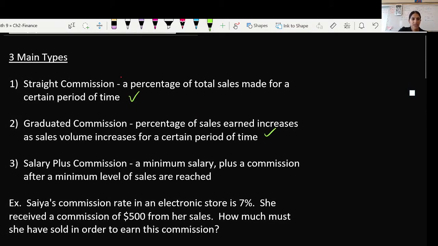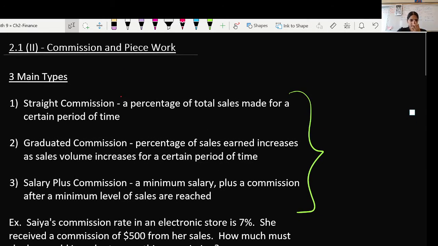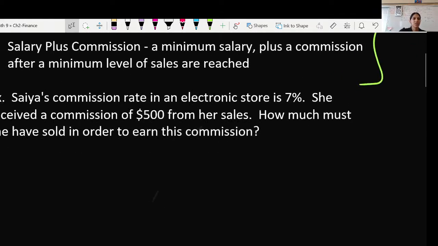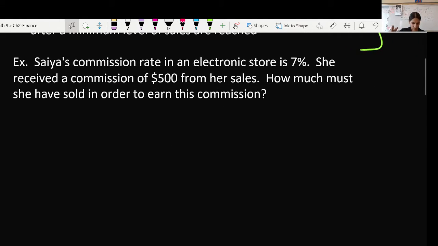And number three is salary plus commission. That's a minimum salary plus a commission after a minimum level of sales are reached. So these are basically the three main types of commission that you could see coming up. So let's dive into an example of what this would look like.